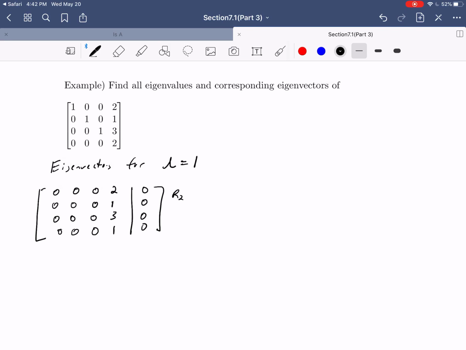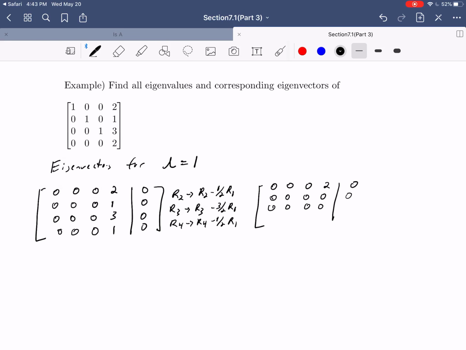We can do R2 and replace it with R2 minus 1/2 R1, R3 replaced with R3 minus 3/2 R1, and R4 replaced with R4 minus 1/2 R1. If we do that, we will get 0, 0, 0, 2, and 0, and then everything else will zero out nicely.